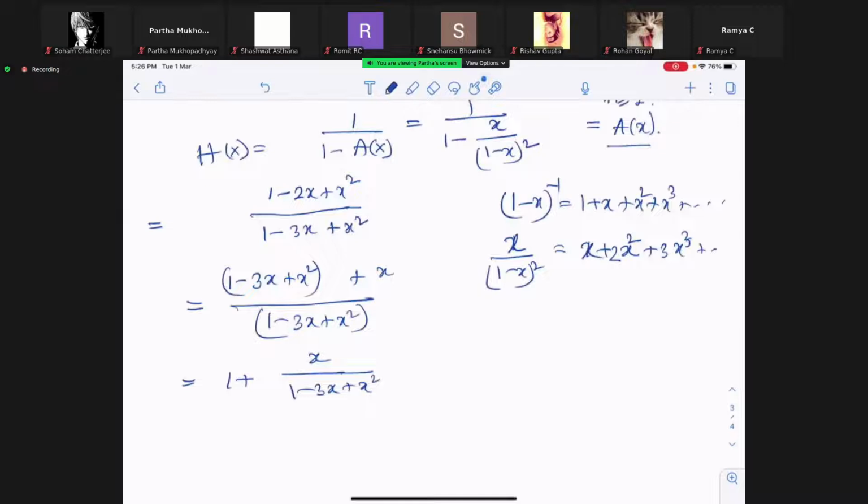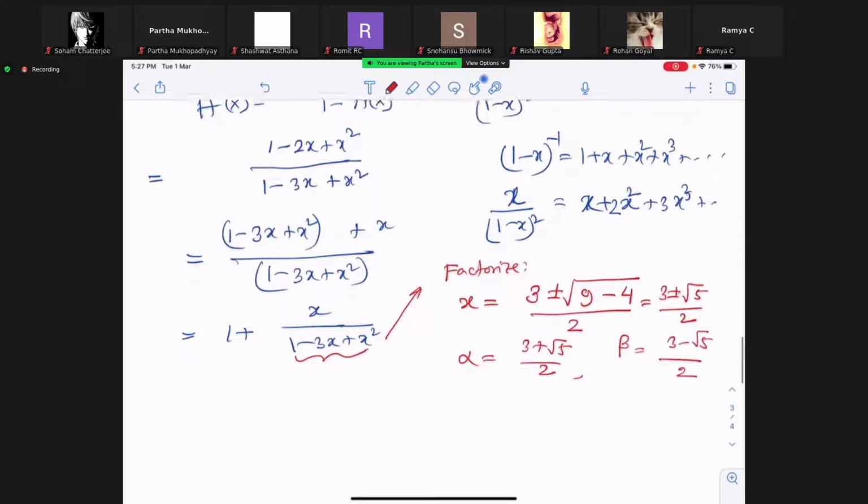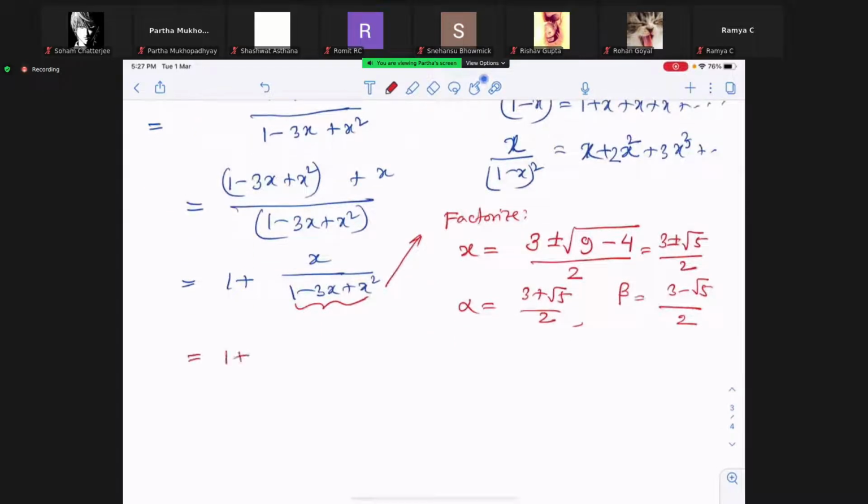Okay, so I don't want this kind of expression, so let's factorize the denominator. What are the factors? X equal to minus b plus minus root over b square minus 4ac by 2a. That is 3 plus minus root 5 by 2. Let's call alpha equal to 3 plus root 5 by 2, beta equal to 3 minus root 5 by 2. So let's write it 1 plus x.